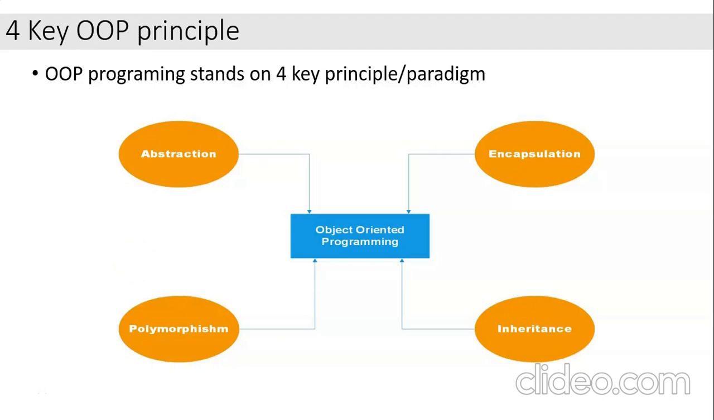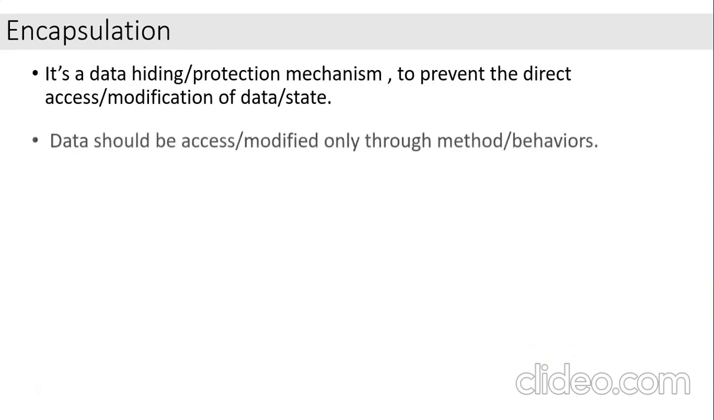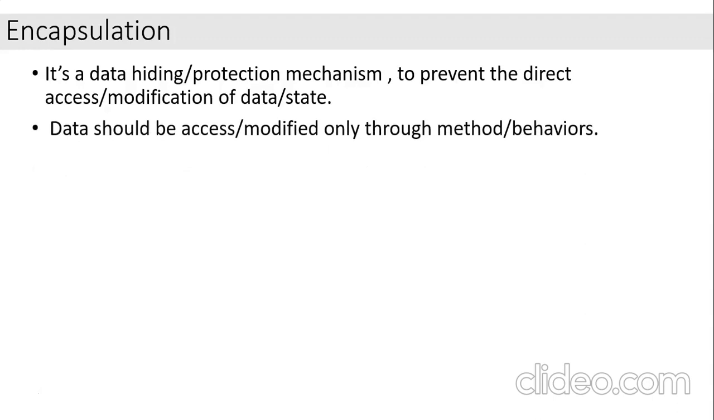Now we look at the 4 key object-oriented principles, known as the pillars of object-oriented programming. These 4 principles are abstraction, encapsulation, polymorphism, and inheritance. Now we look at what encapsulation is. Encapsulation is a data hiding or protection mechanism to prevent the direct modification of the object data. It mandates that data should only be accessed through its methods or behavior.